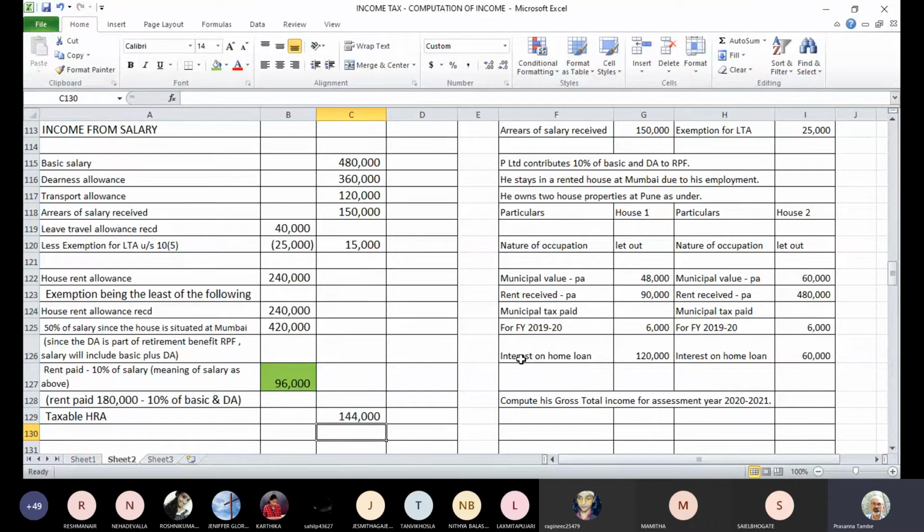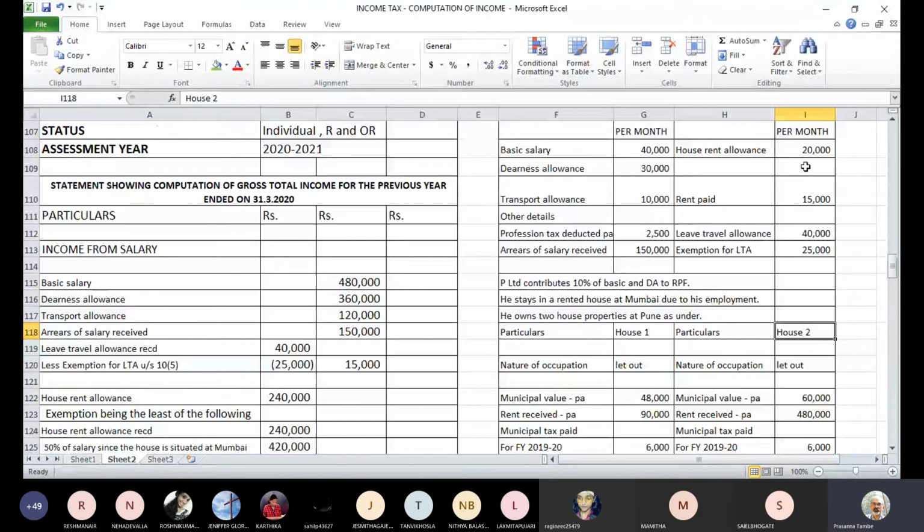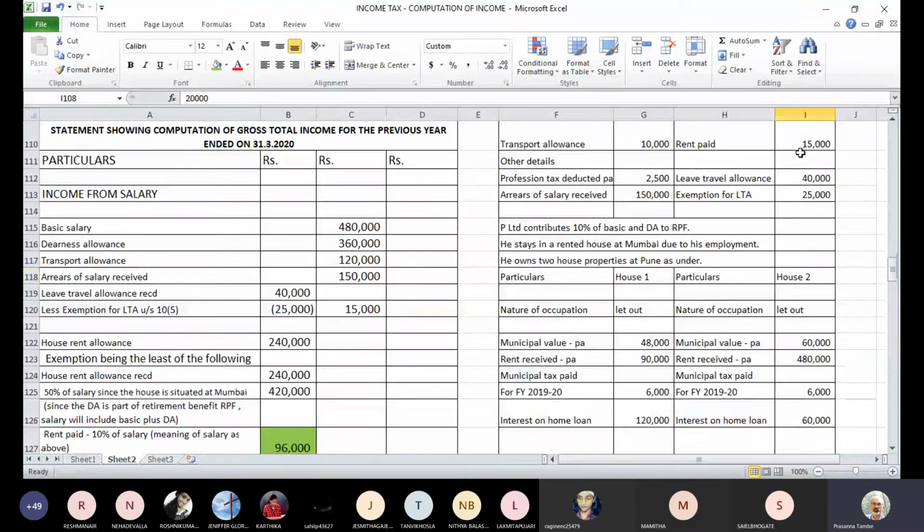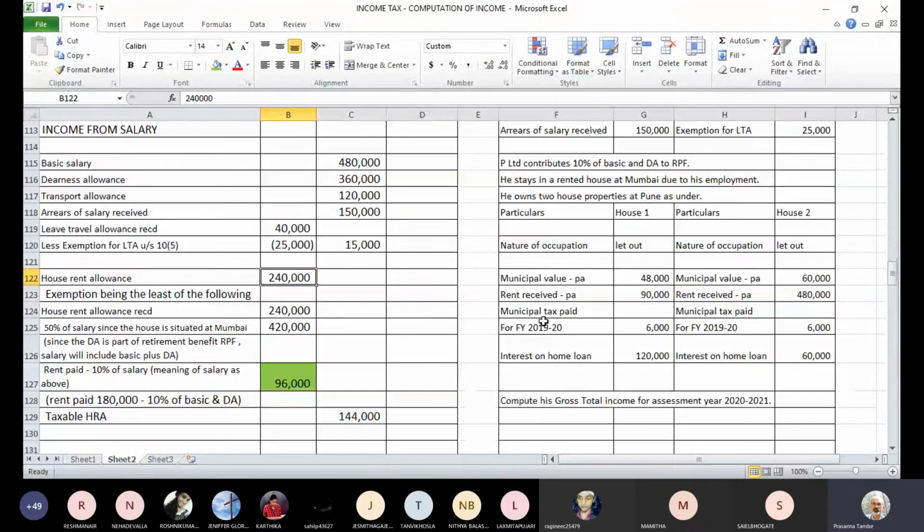Okay. Now he is getting house rent allowance. The amount of house rent allowance is given here as 20,000 per month, which translates into 2,40,000 per annum. When you consider this house rent allowance, you have to also explore the possibility of claiming exemption for it, and the exemption is available under section 10 subsection 13A.